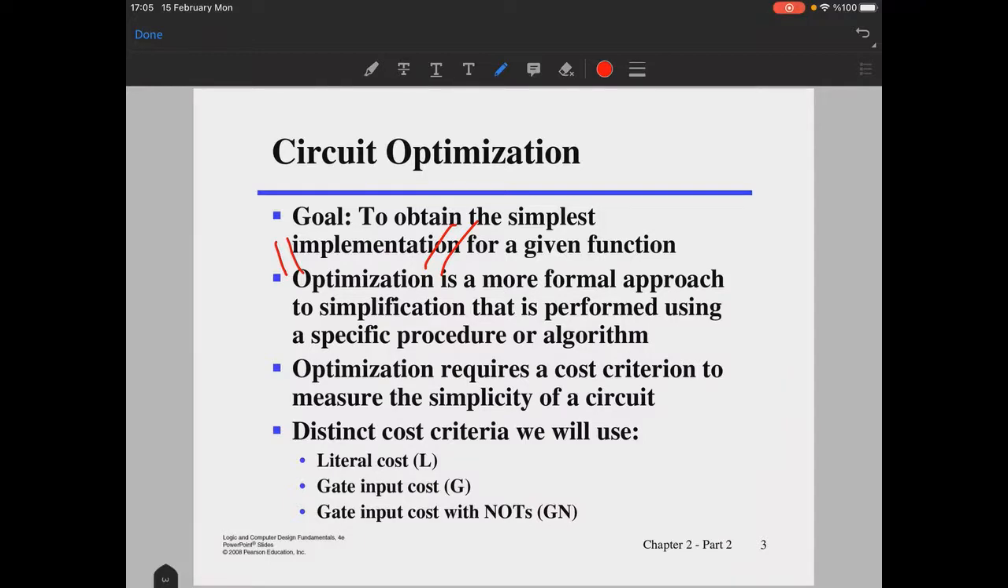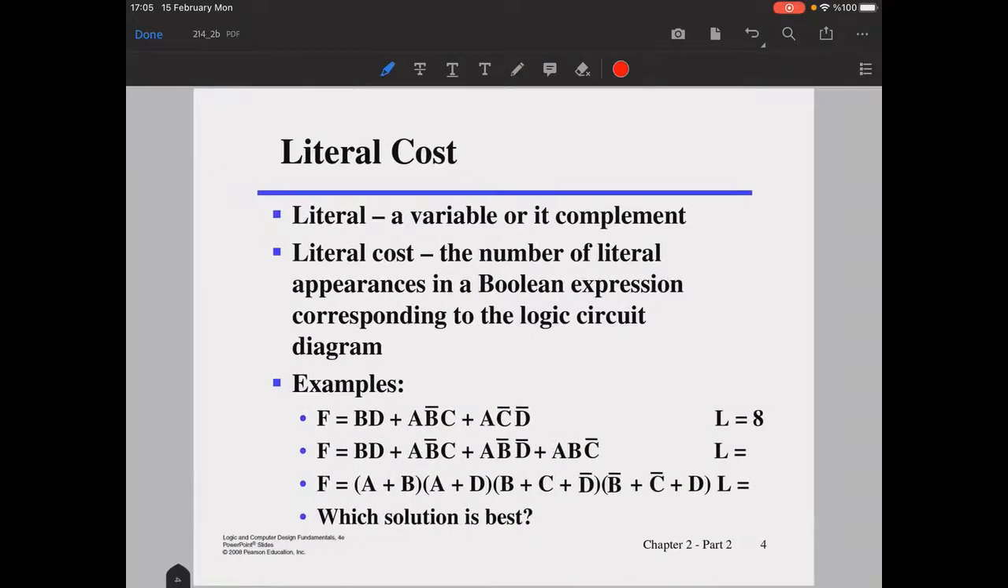So optimization requires a cost criterion to measure the simplicity of a circuit. You need to have a measure for this. We have three different measures for this purpose: the literal cost, the gate input cost, and the gate input cost with nots, where we count the number of not gates as well. The literals are basically a variable or its complement. We call this a literal. And how many times they appear in a Boolean expression is the literal cost of that circuit.